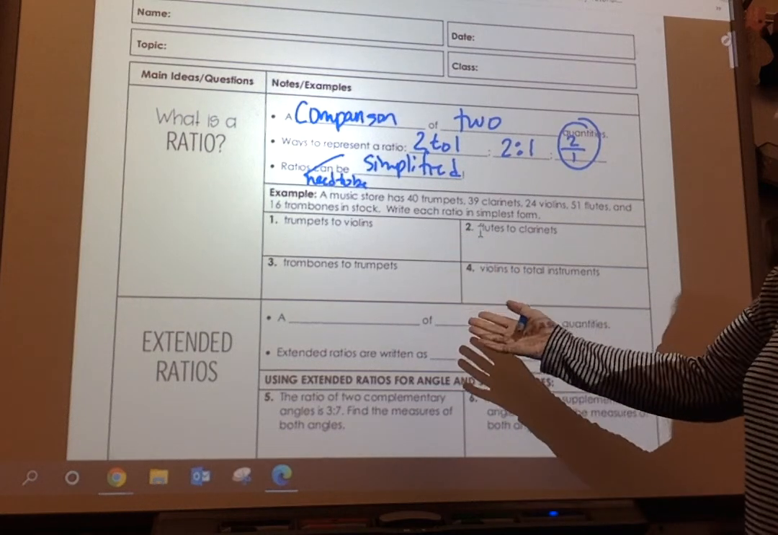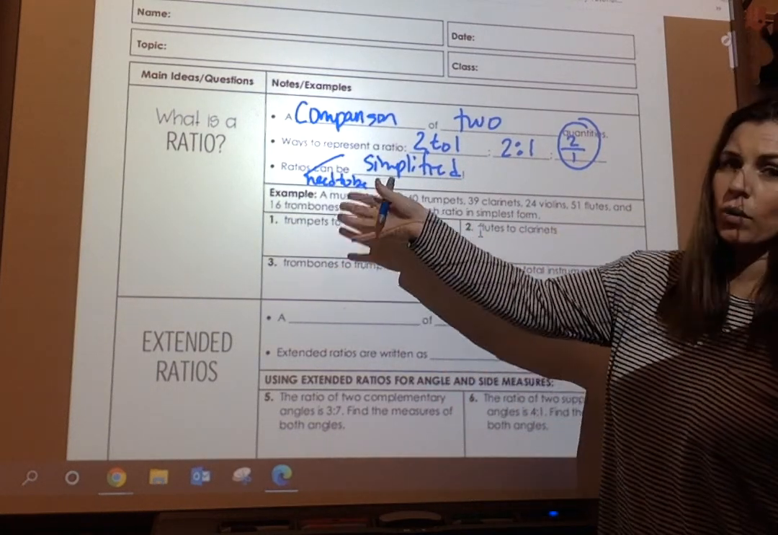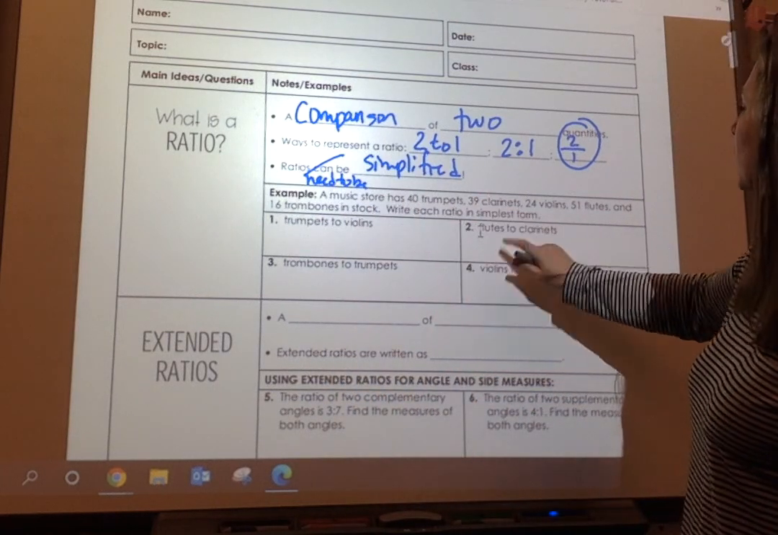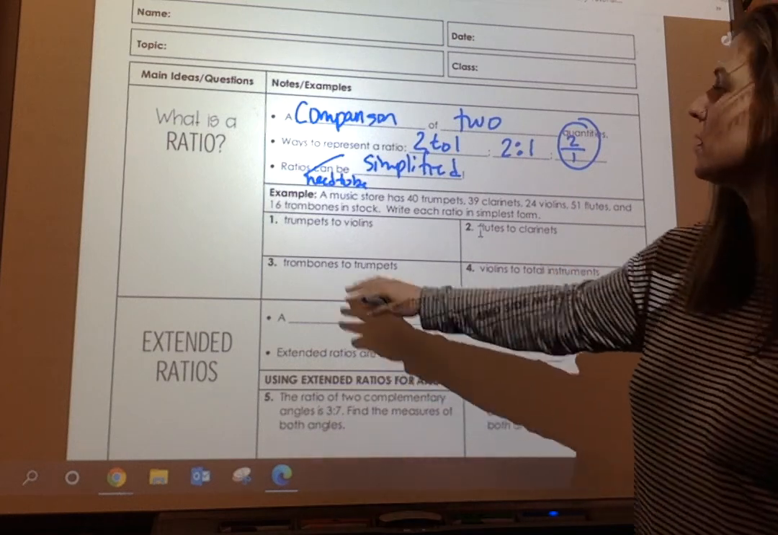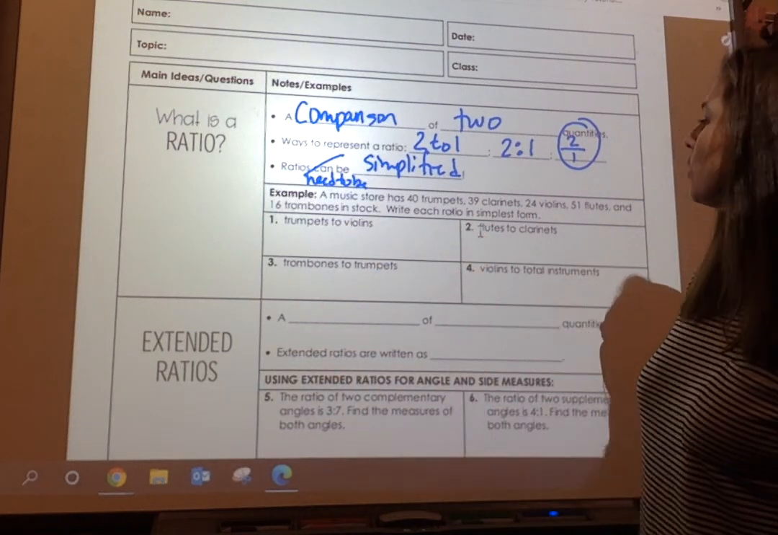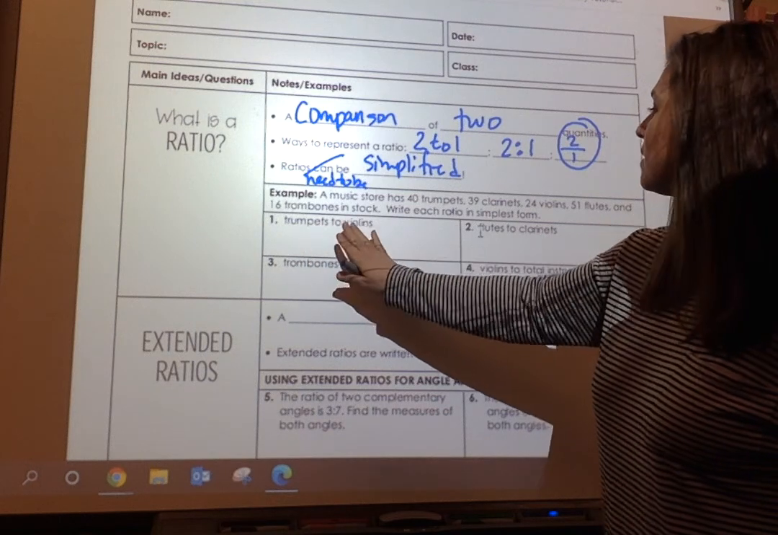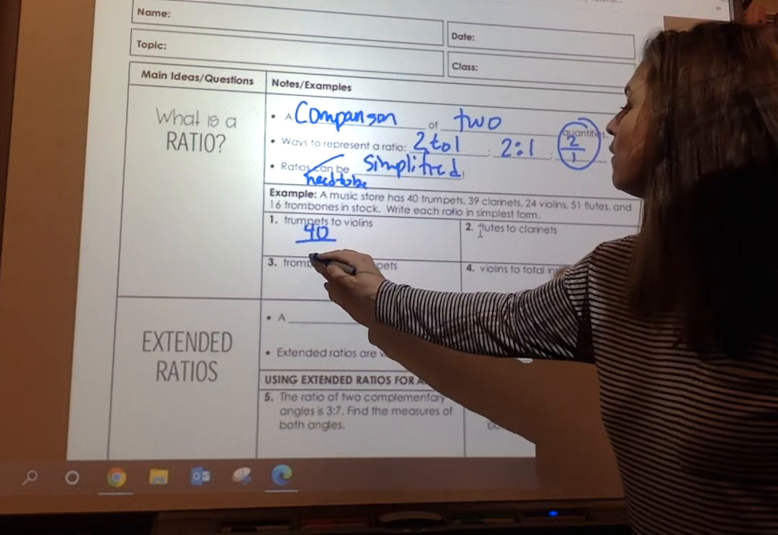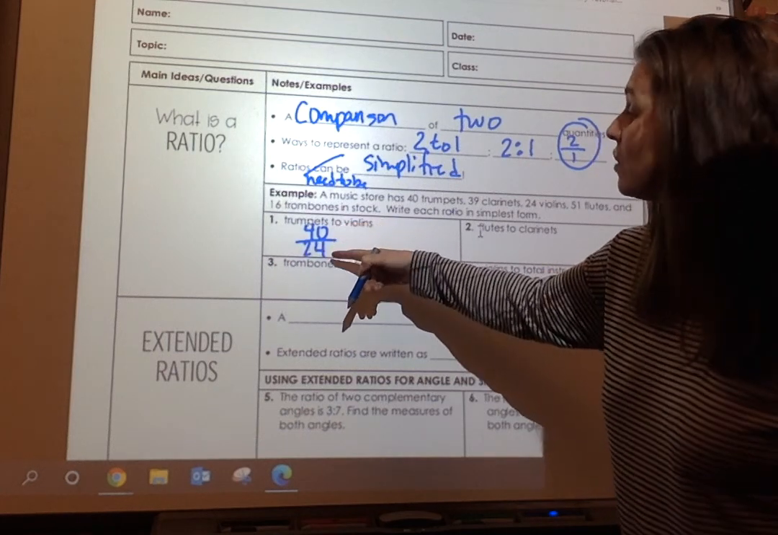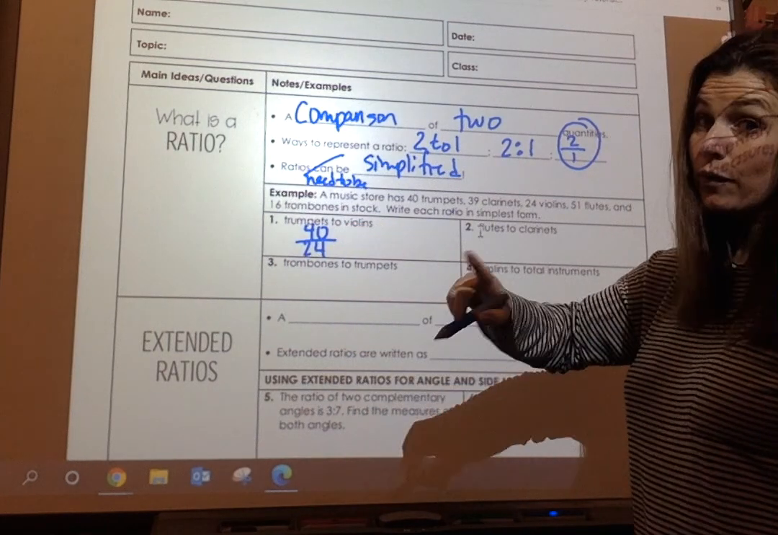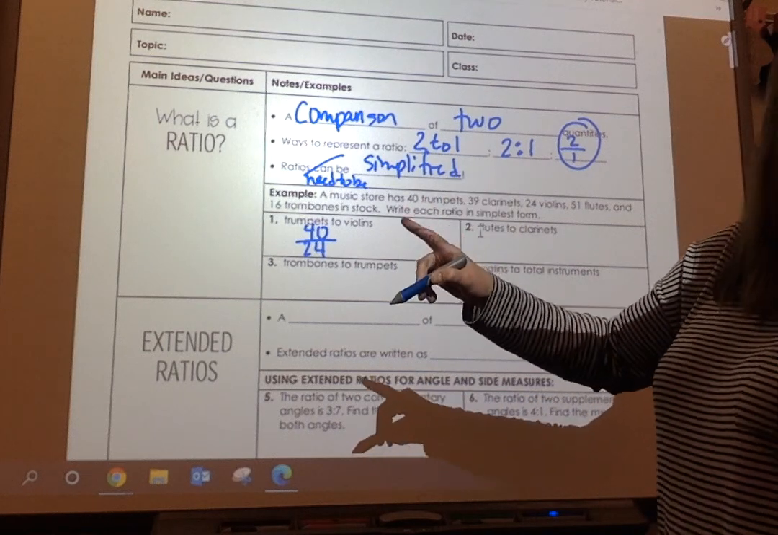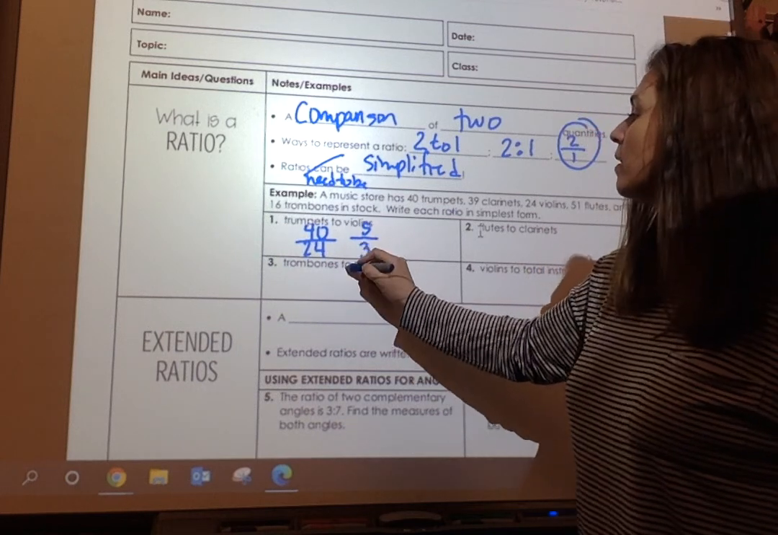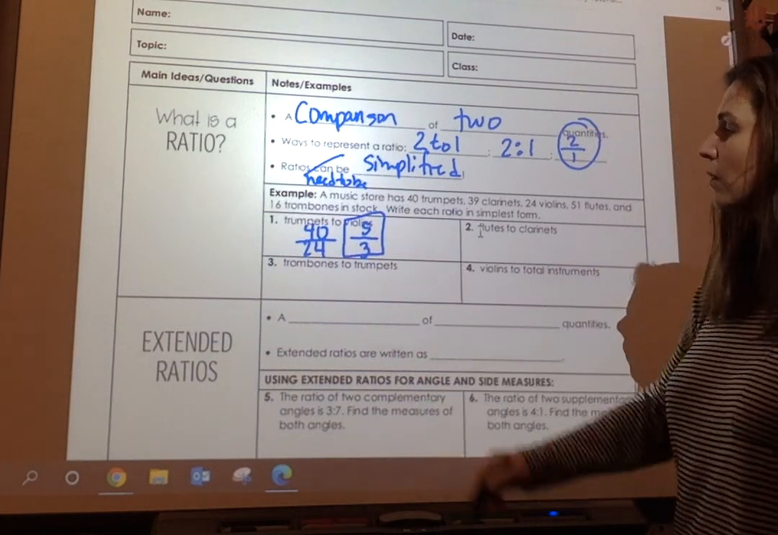So just to remember how to do them, we're going to go over the odd examples together. If a music store has 40 trumpets, 39 clarinets, 24 violins, 51 flutes, and 16 trombones, write each ratio in simplest form. So if we compare trumpets to violins, we have 40 trumpets and 24 violins. So it would be a 40 to 24 comparison. However, you wouldn't give it to me like that. You have to simplify. So it would be a 5 to 3 ratio. 8 goes into both of those.